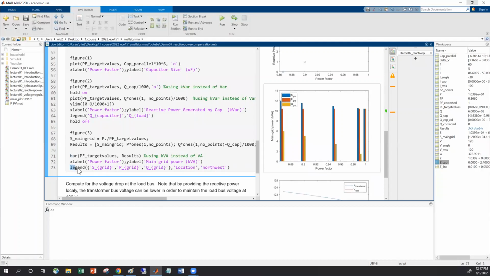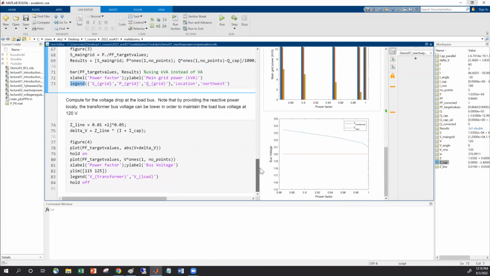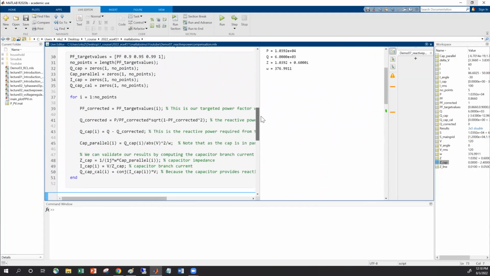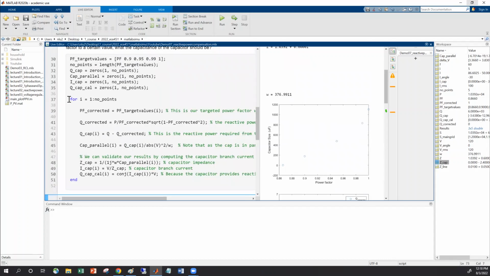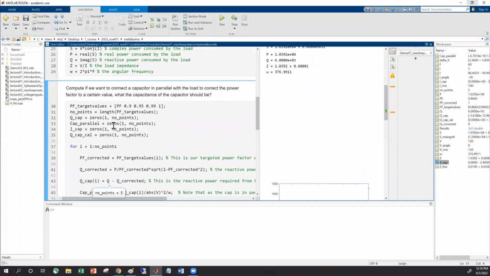And then the other thing is how to use legend. For example, the legend would tell us that this blue one is the grid power, and this red one is the real, and this orange one is the reactive power. Okay. The other command I want you to learn is this for loop. When you have a number of values, you definitely can try to use this.